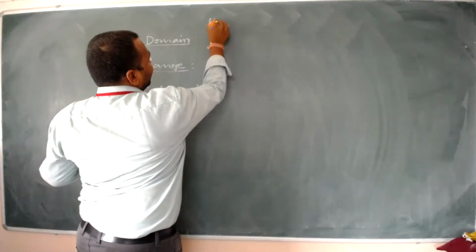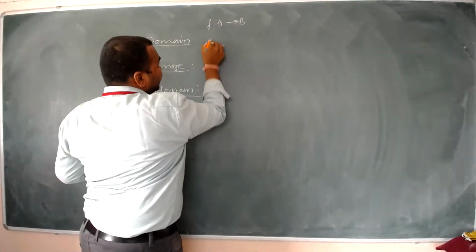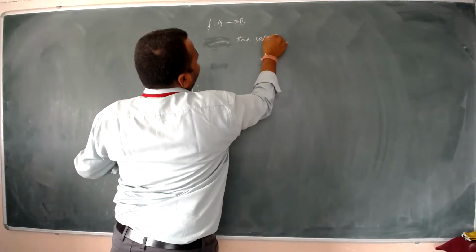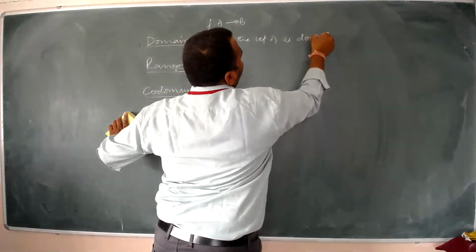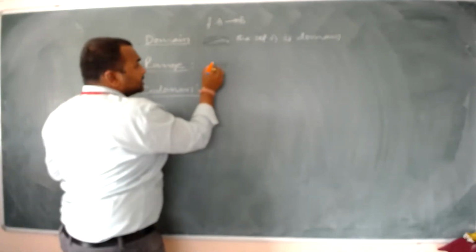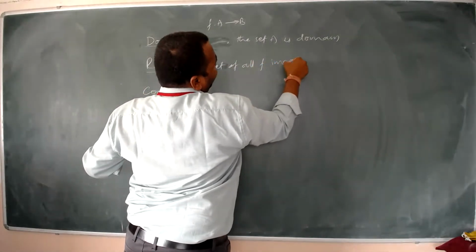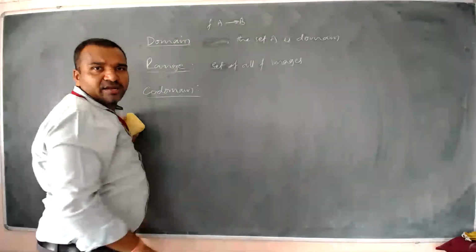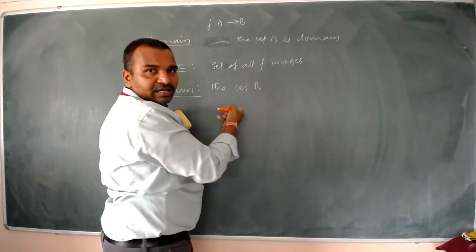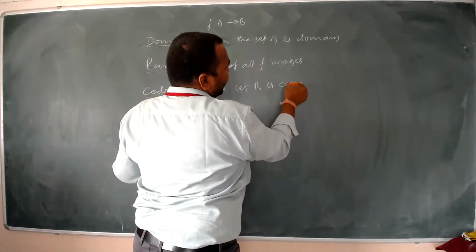First of all, f: A to B should be a function. Then the set A is called the domain. Next, range: the set of all f images is called the range. Codomain: the set B. In relations also, the second set B is the codomain. Here also, the second set B is the codomain.